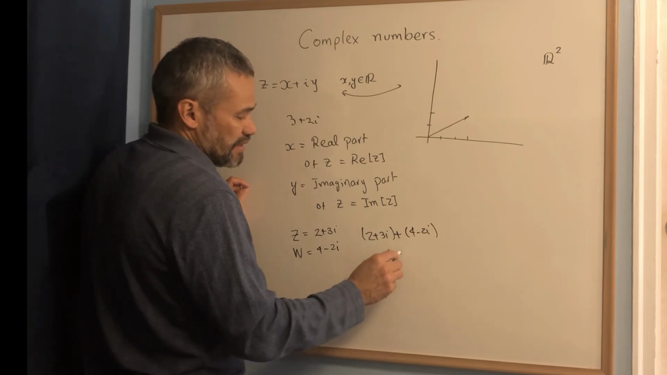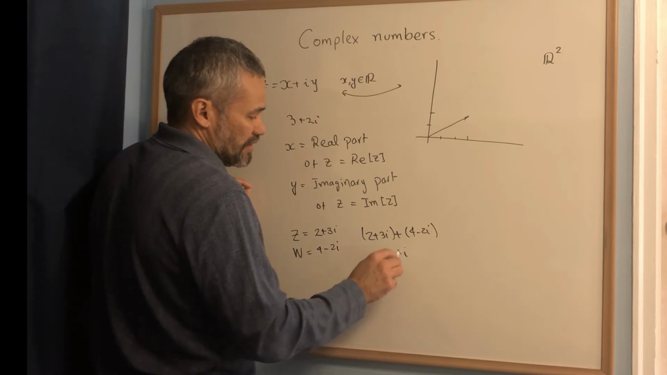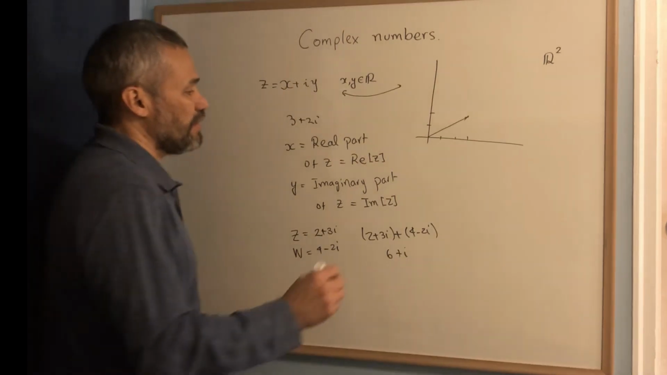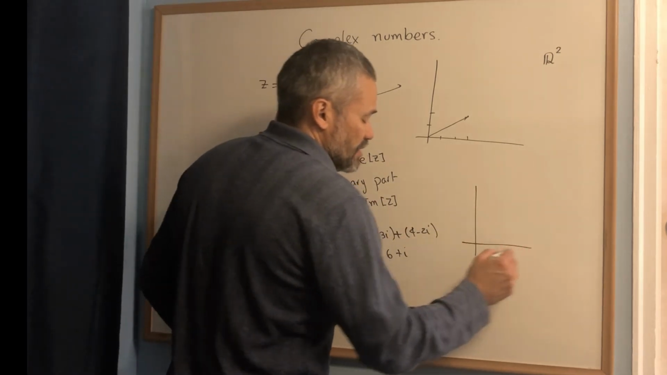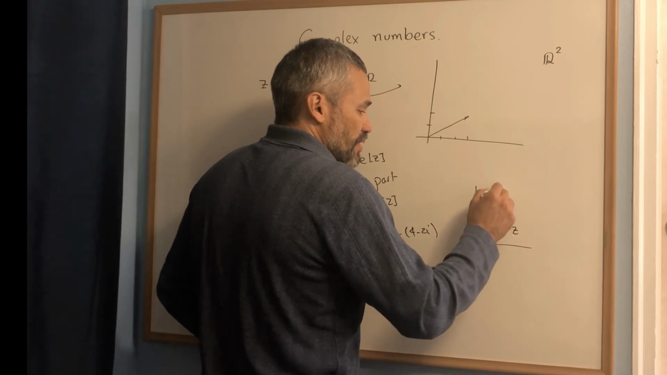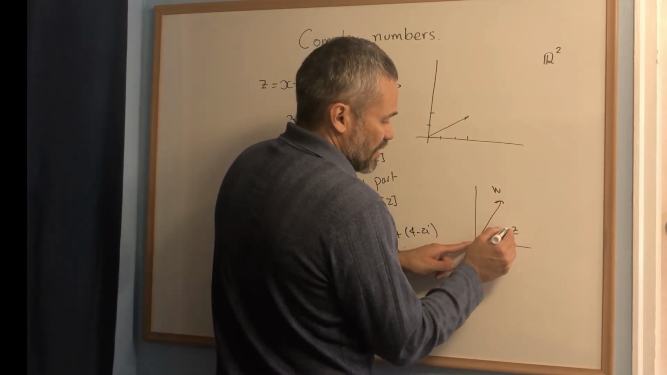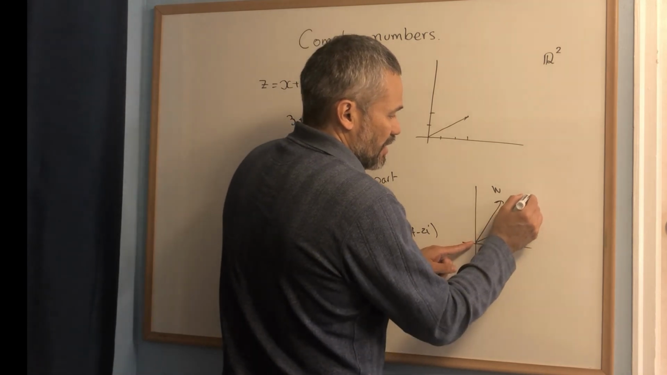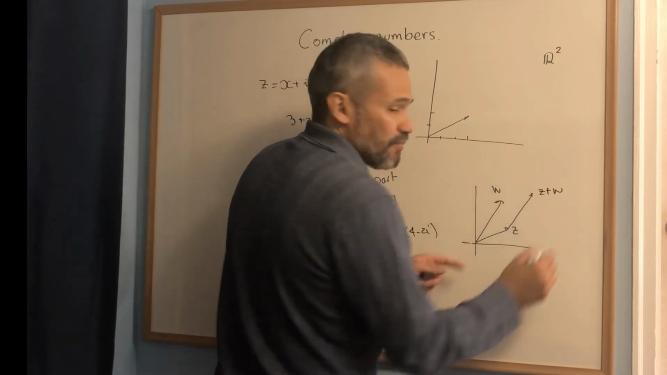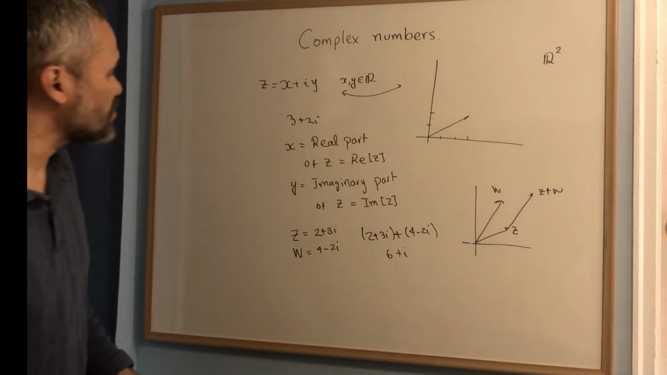Then this is just 6 plus i, right? That's the sum. And the interpretation is that if this is c and this is w, then to do the sum, you just move this vector so that it starts here, and then wherever it ends, this is c plus w. That's the interpretation for the sum of two complex numbers.